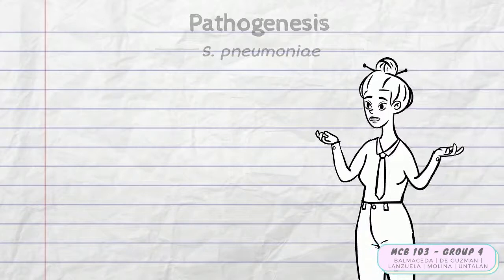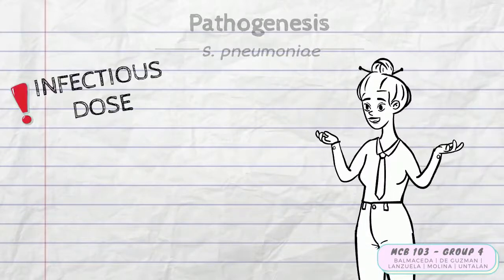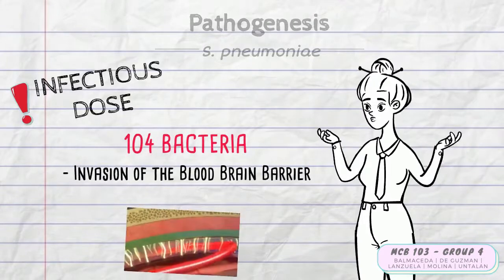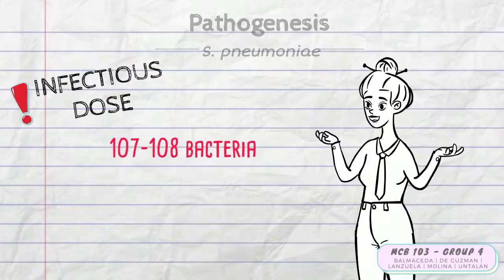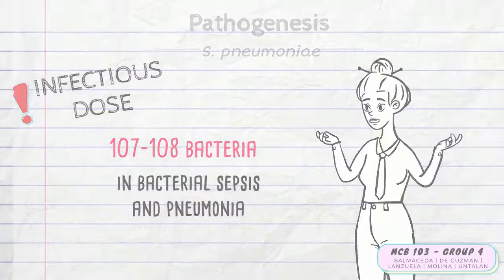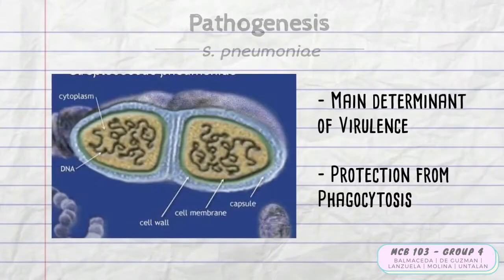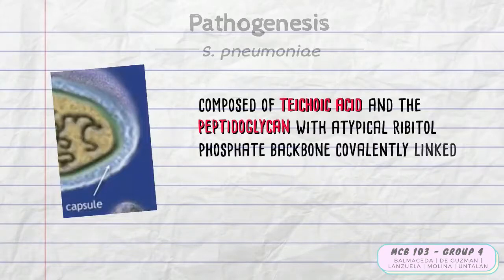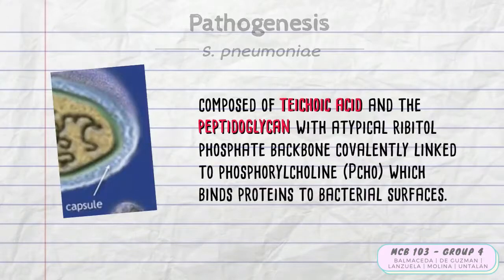Though it has not been established in humans, the infectious dose of S. pneumococci is about 10^4 bacteria for invasion of the blood-brain barrier and 10^7 to 10^8 bacteria for bacterial sepsis and pneumonia, respectively. The main determinant of the pneumococcal virulence is the polysaccharide capsule, which protects the pathogen from phagocytosis. It is composed of teichoic acid and the peptidoglycan with a typical ribitol phosphate backbone covalently linked to phosphorylcholine, which binds proteins to bacterial surfaces.